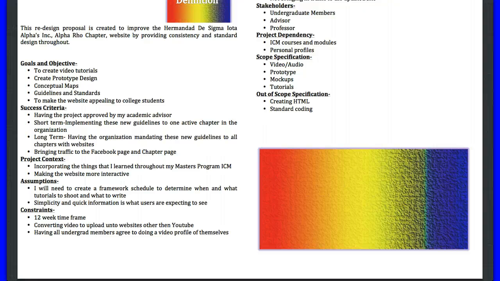So some of the goals are to create video tutorials to teach the undergraduate members, create a prototype of what it should look like, and make sure that it's appealing to college students. Criteria, I have both short and long, as you can read here. The project context is basically creating this and making it something of beneficial use to the chapter so they can continue to recruit interested ladies. The rest is self-explanatory. The stakeholders will be the undergraduate members as well as the advisor and the professor who will be approving this.